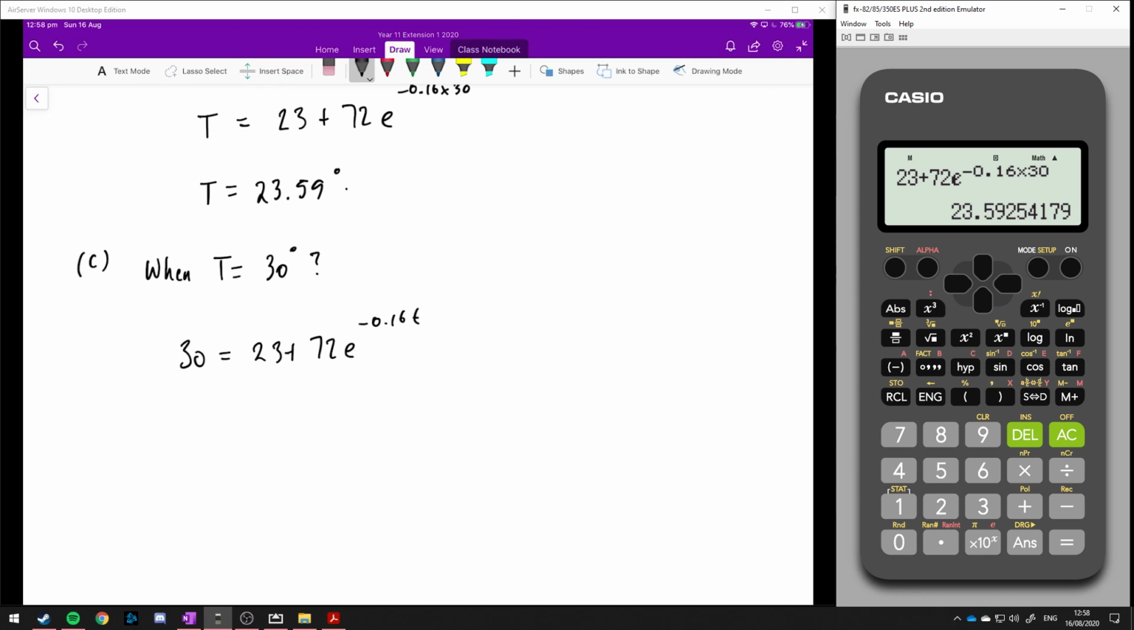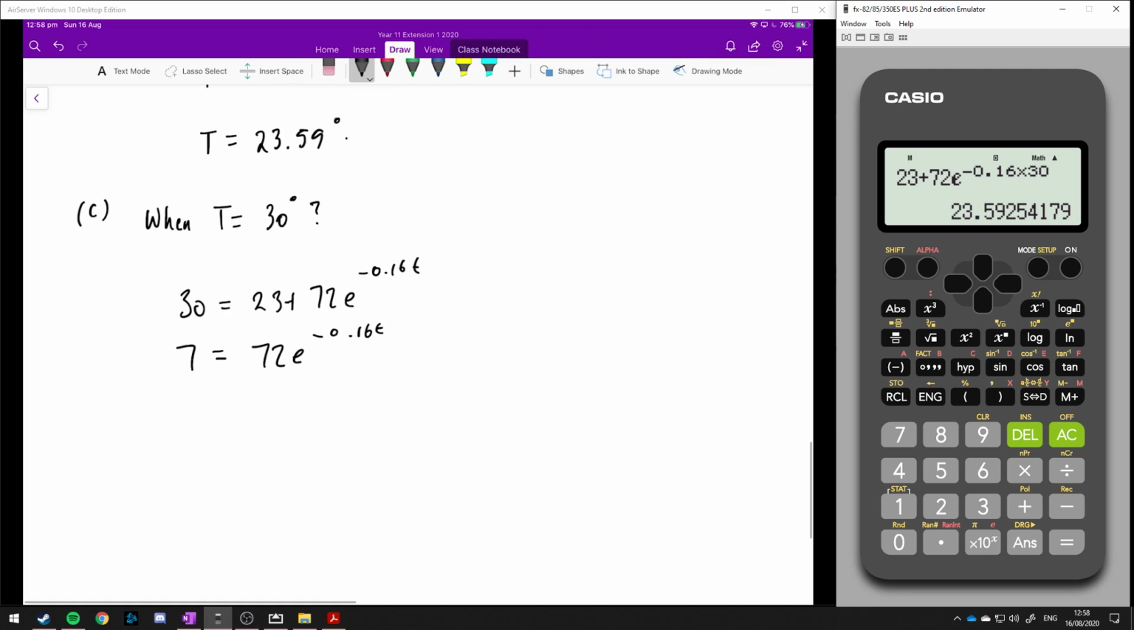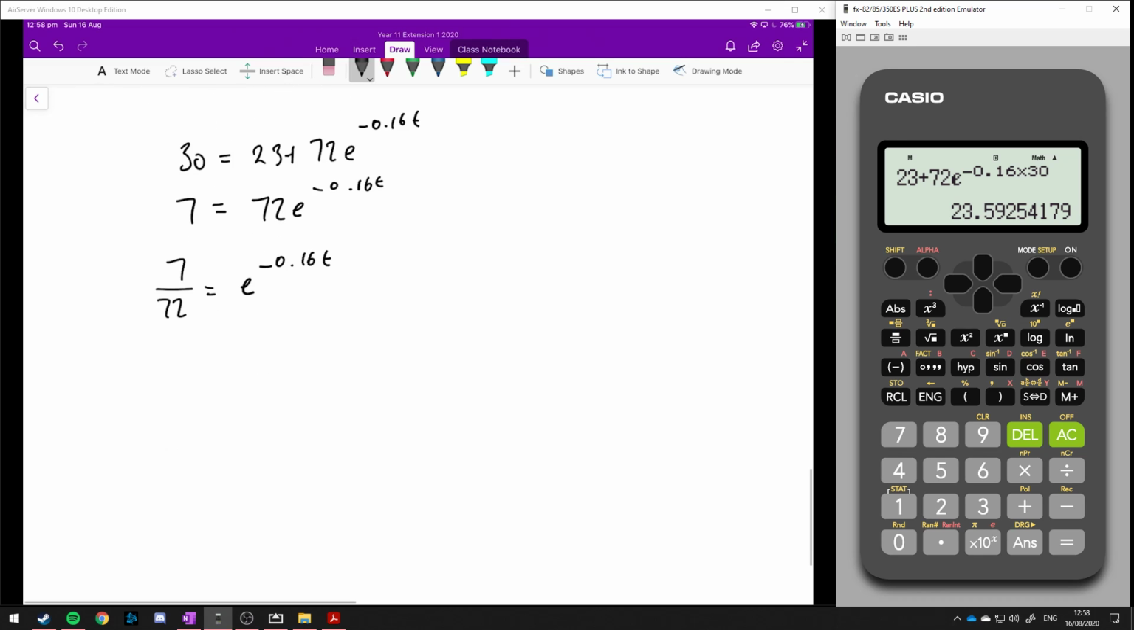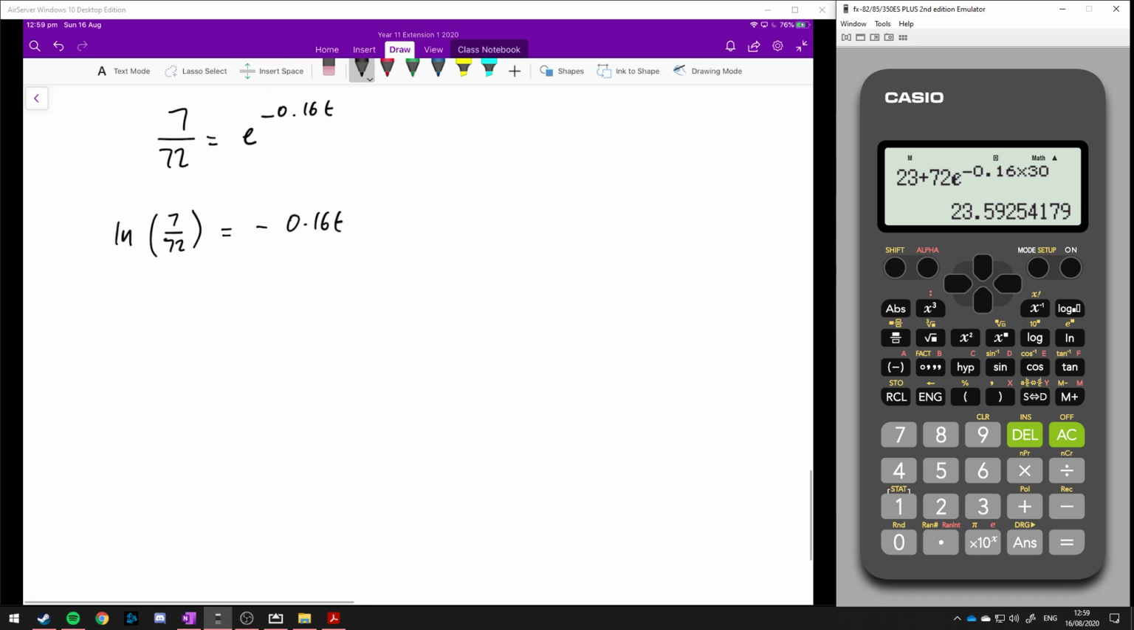Okay, subtract 23 from both sides. I'm going to get 7 is equal to 72e to the negative 0.16t. Divide both sides by 72. We're going to get 7 over 72 is equal to e to the negative 0.16t. Take natural logarithms of both sides. I'm going to get log of 7 over 72 is equal to negative 0.16t. Then dividing both sides by negative 0.16 should give us t is equal to log of 7 over 72 divided by negative 0.16.